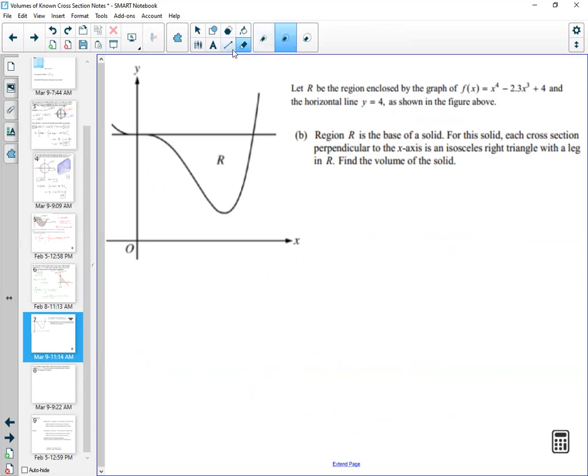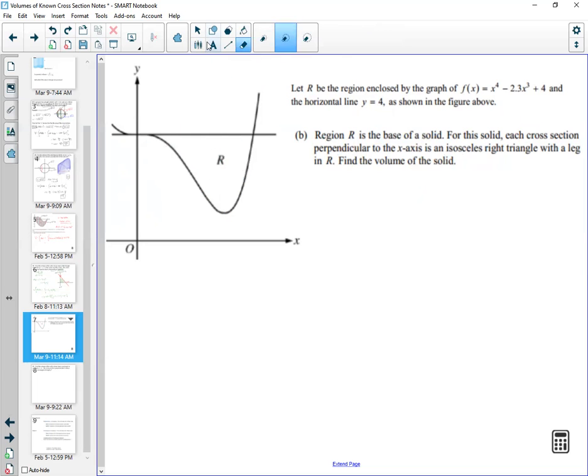Last one. Let R be the region enclosed by this graph, as shown in the figure above. It's not exactly above, but you get the picture. In region R, each cross section is an isosceles right triangle. Perpendicular to the x-axis, so we're back in the world of normality where we're going up and down. So my S's look like this, all my little sides and my shapes look like this.